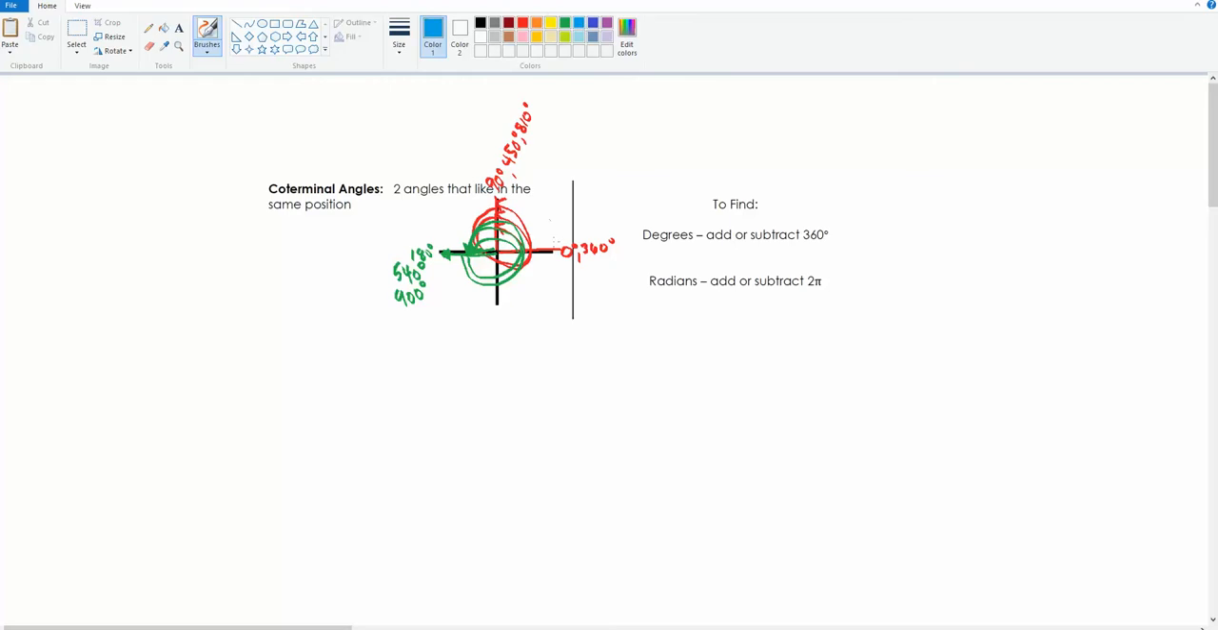And just to be thorough, here we go. This one is 270. But if starting from here I went a full circle, then this would become 630. And if I added another circle, it would become 990, is what I wrote. So how do we find coterminal angles? Well, if you're in degrees, you need to be adding or subtracting 360, depending on the direction that you want to go. And if you're in radians, you need to be adding or subtracting 2 pi, because these are full circles.